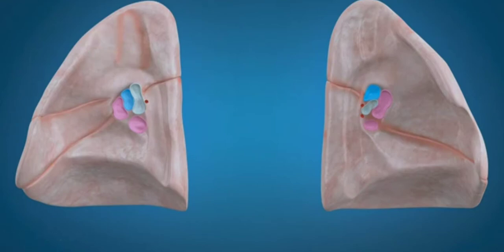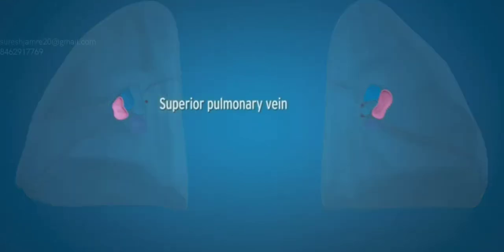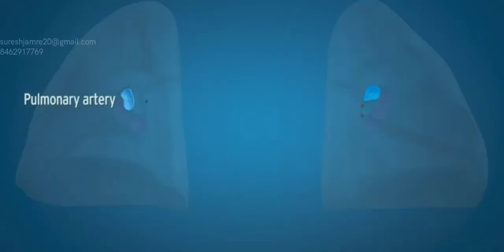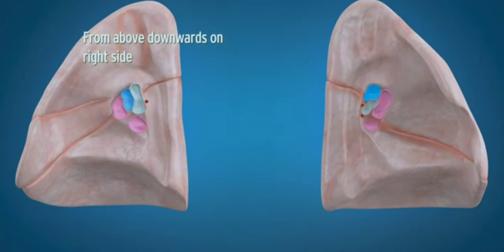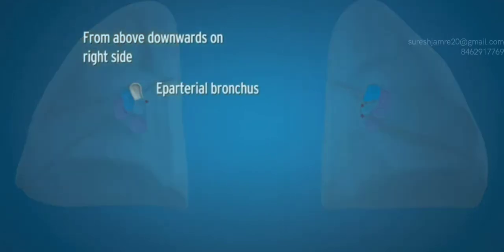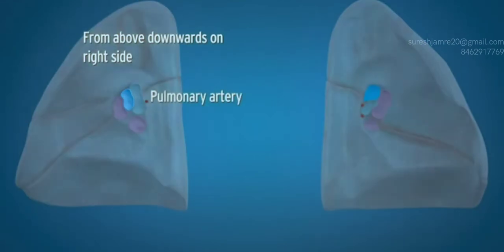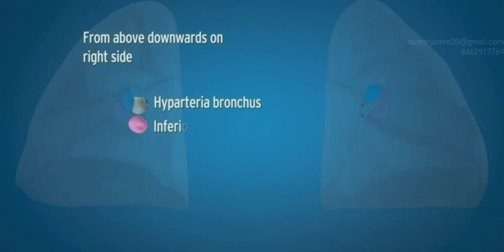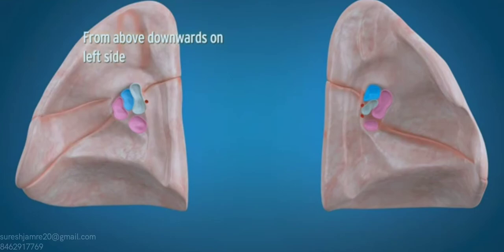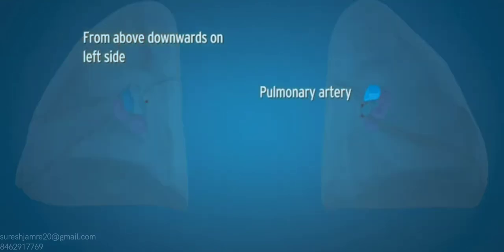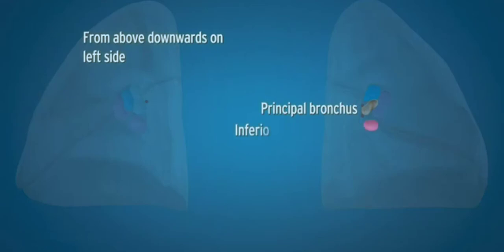Arrangement of bronchus and vascular structures varies on right and left side. From before backwards, it is similar on both sides: superior pulmonary vein, pulmonary artery and bronchus. From above downwards on right side, eparterial bronchus, pulmonary artery, and hyparterial bronchus and inferior pulmonary vein. From above downwards on left side, pulmonary artery, principal bronchus and inferior pulmonary vein.